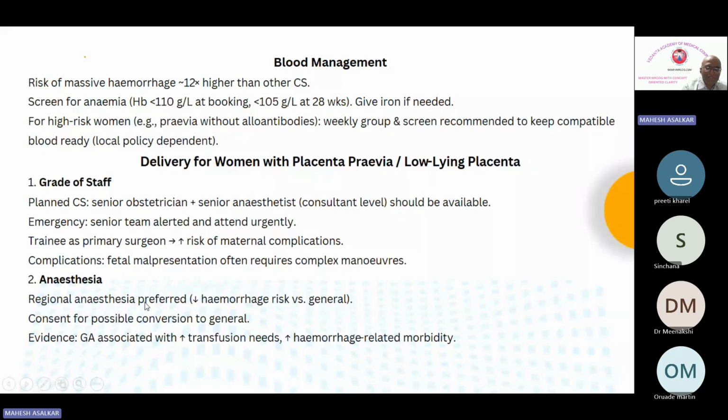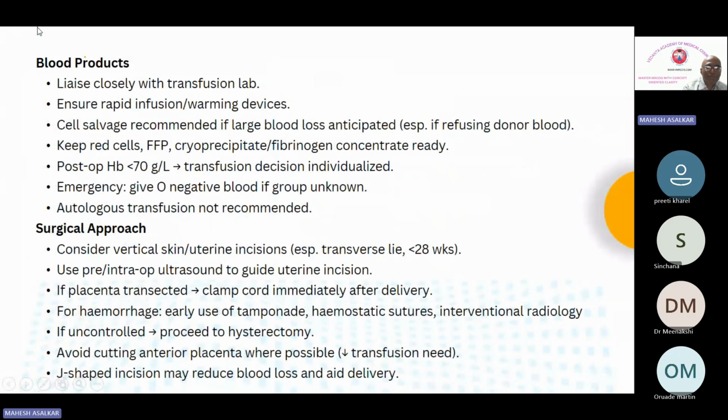Regional anesthesia may be given, but we may have to convert it to GA, and we need to talk to the patient before. Okay. So for blood and blood products, liaison with the blood bank is always required. Cell salvage is recommended if large fetal blood loss is anticipated.